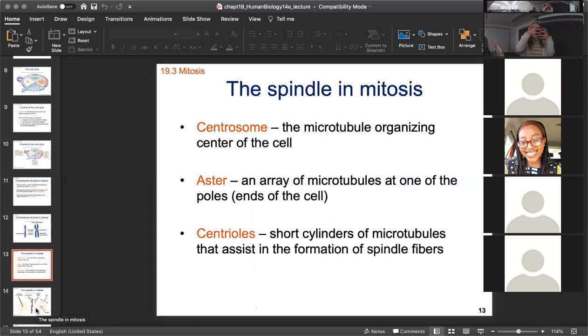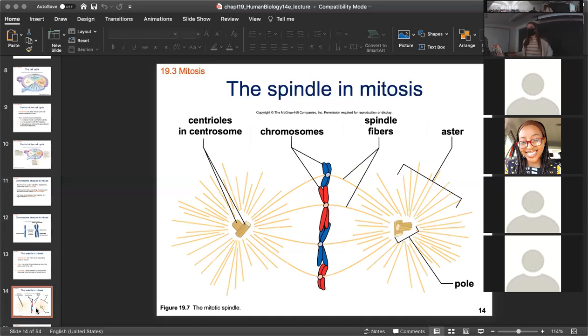So what we're trying to do is produce these little string-like fibers that are going to pull the chromosomes apart after we duplicated them to make two identical daughter cells. Our goal here is to replicate and divide and make new cells. Okay, so here's an example of those fibers.